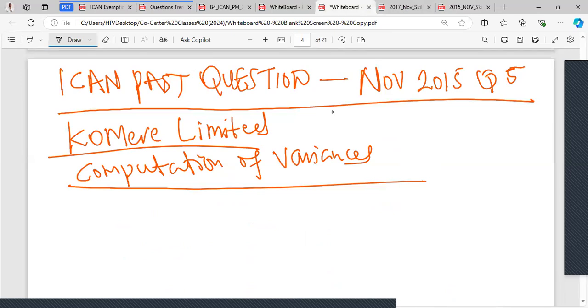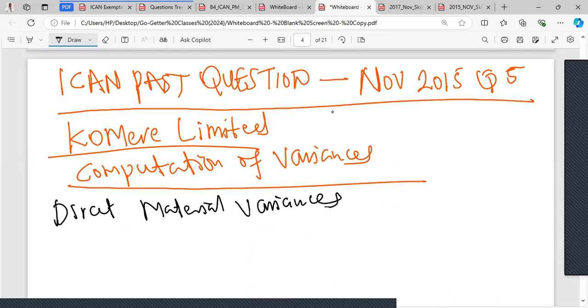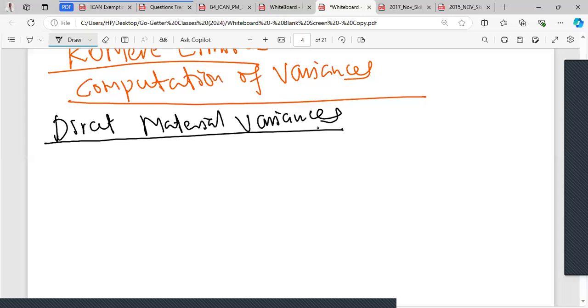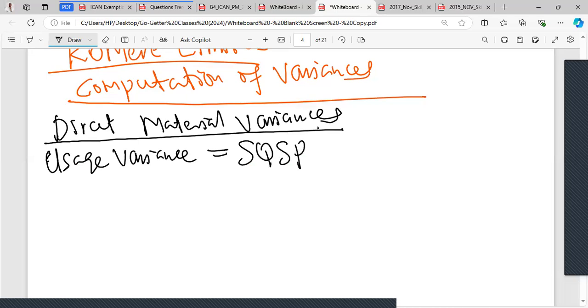So now let's calculate the relevant variances. We will start with direct material variances. The first one is usage variance. And we said direct material usage variance is standard quantity times standard price minus actual quantity times standard price.